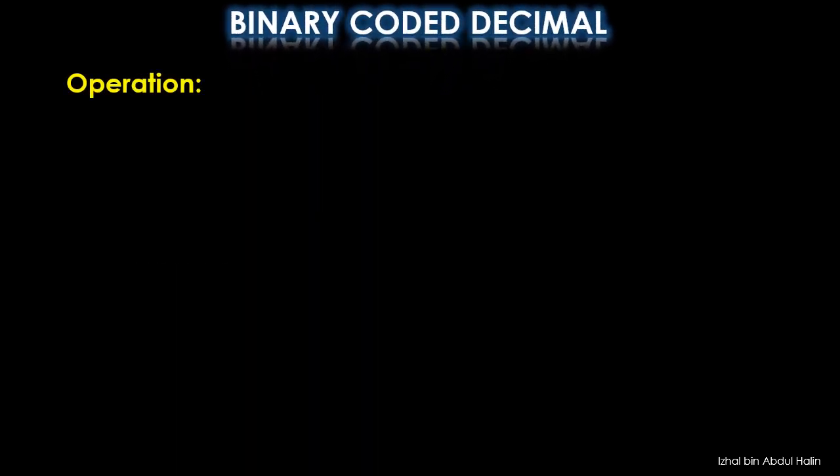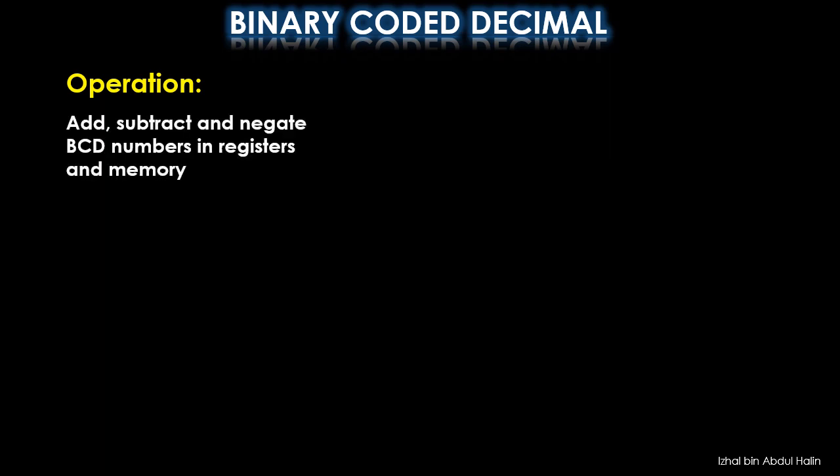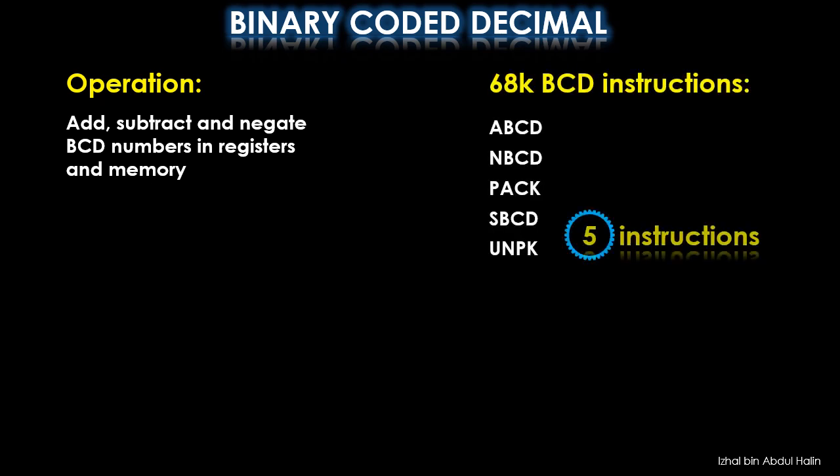The function of the BCD instruction set is to add, subtract, and negate BCD numbers. There are 5 instructions available in this group. We will examine the ABCD, NBCD, and SBCD instructions in the following slides.